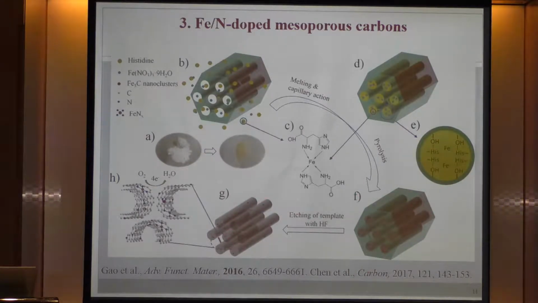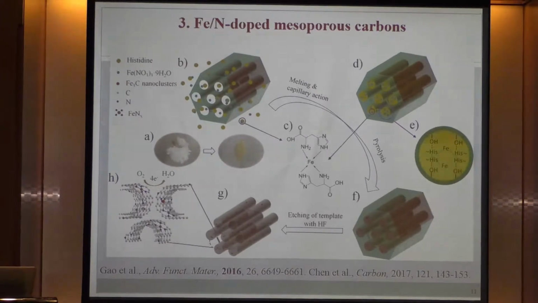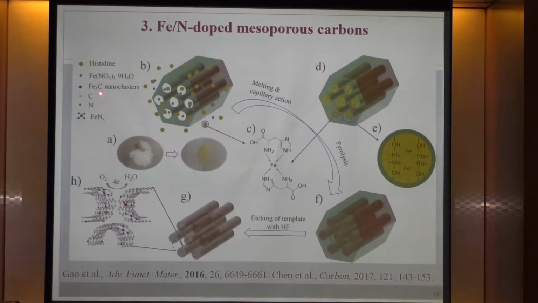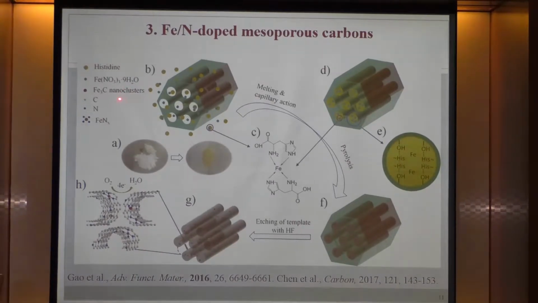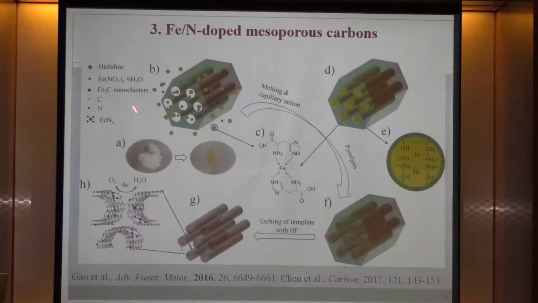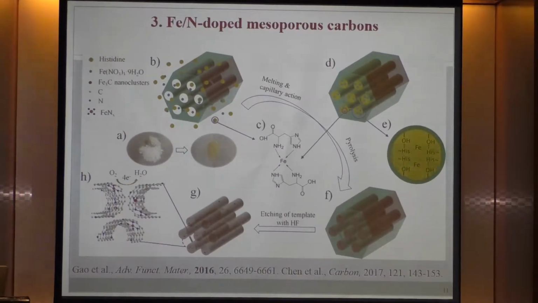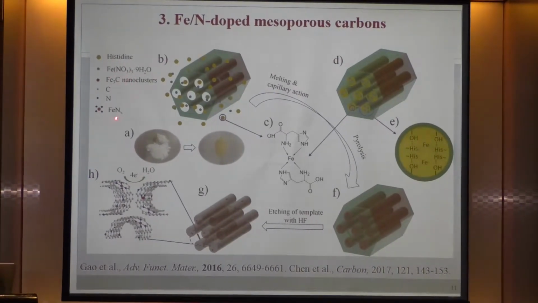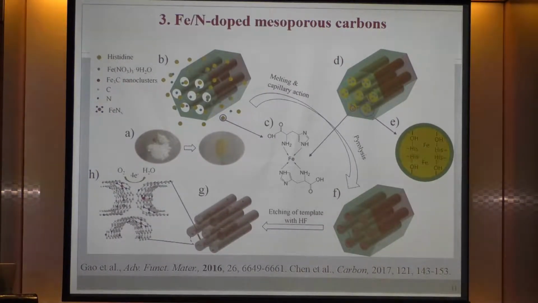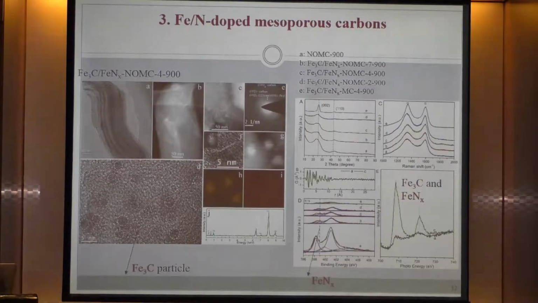We will get a very nice electrocatalyst that has both iron carbide nanoclusters of about 1 nanometer, and also atomic-size sites. Both of them, this one and this one, are reported to be highly active for oxygen reduction reaction. So here are some results.